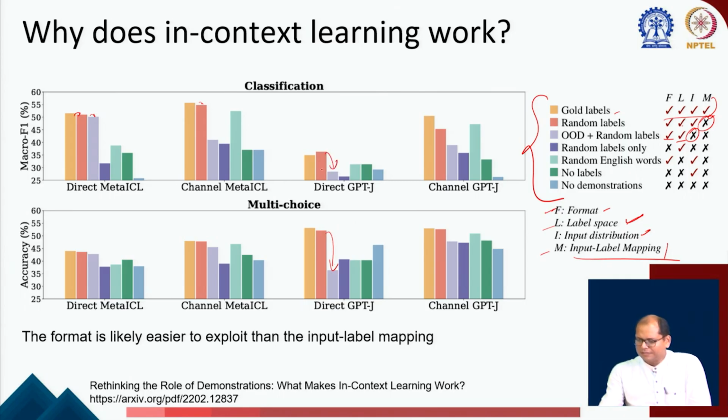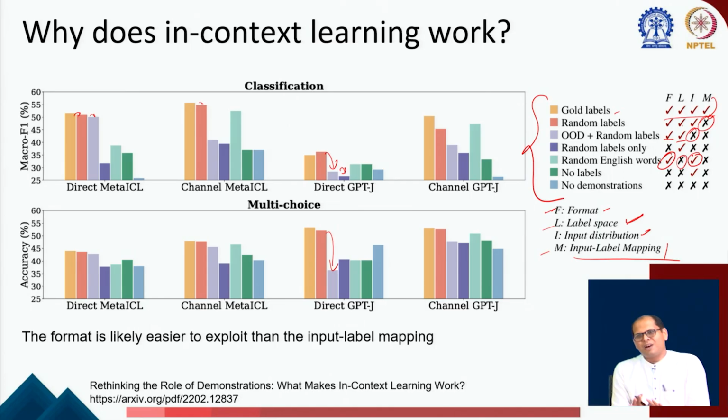Then what if I give random labels only? I don't preserve the format or the input, and the performance is even worse. What if I do not give the label space? That means when I say a sentence, rather than saying positive, I can say something else, like fantastic, which is not in the label space. Interestingly, that gives quite good performance. So what seems to work is that you preserve the format, and the input is correct.